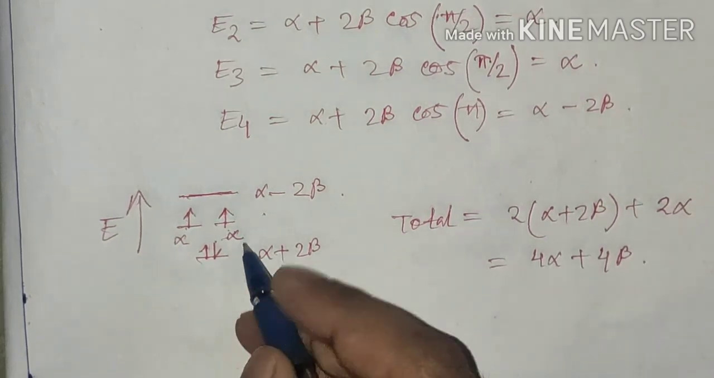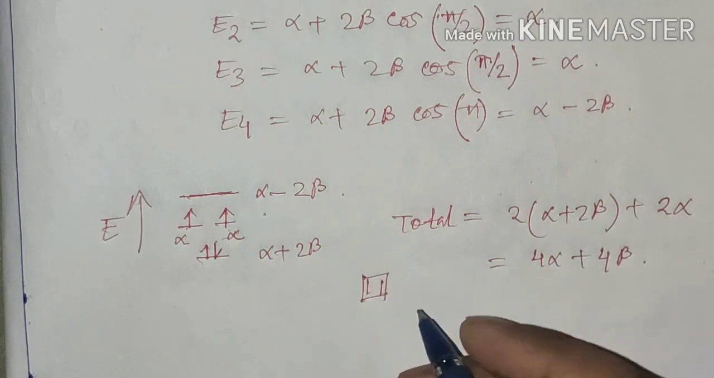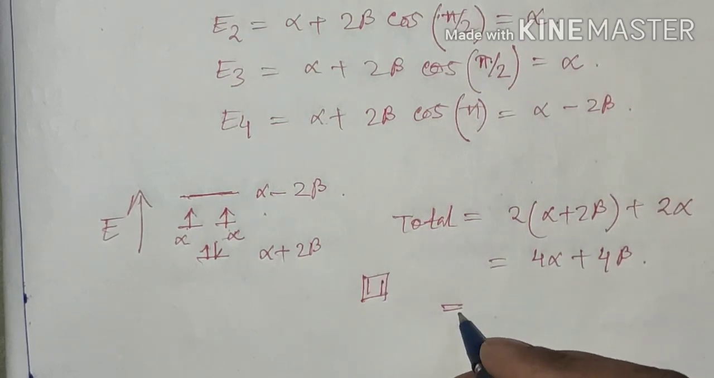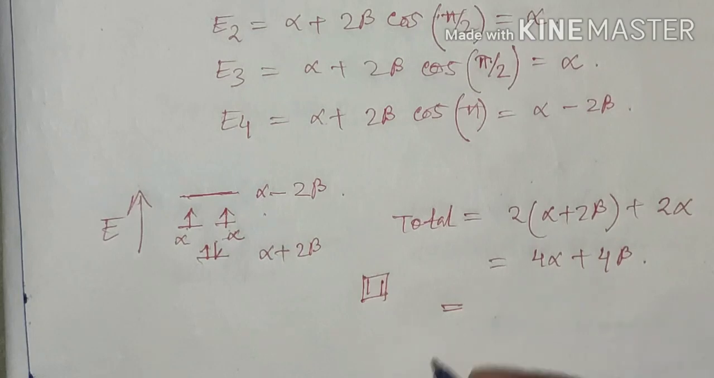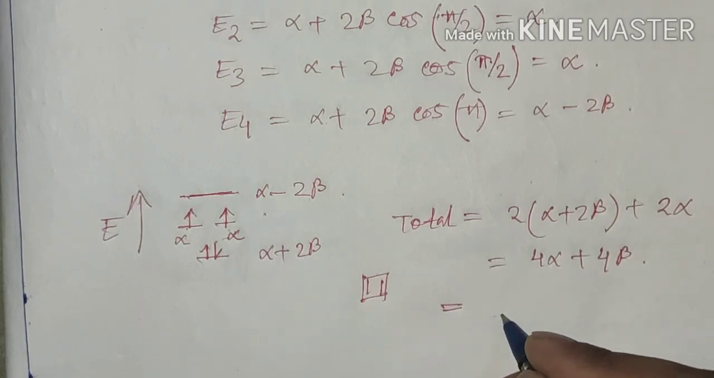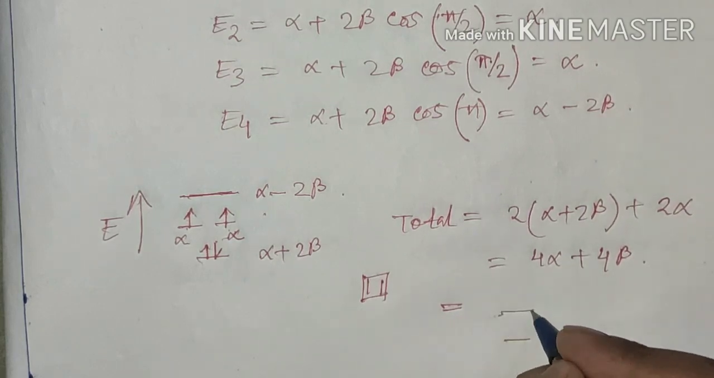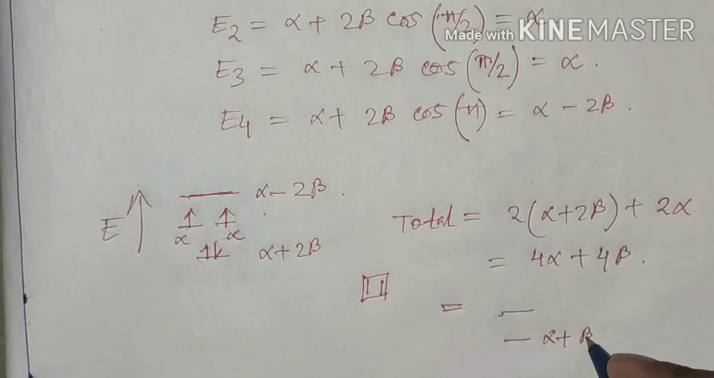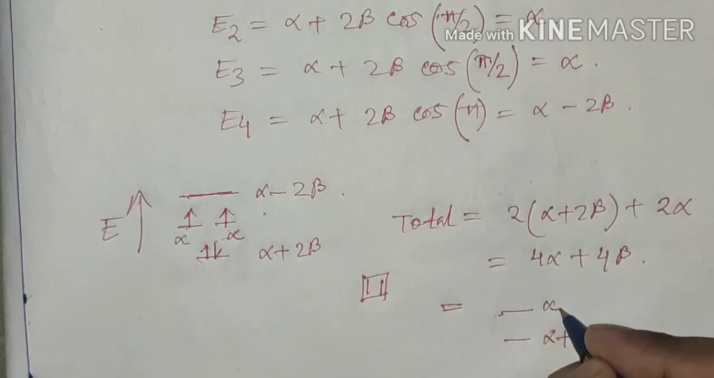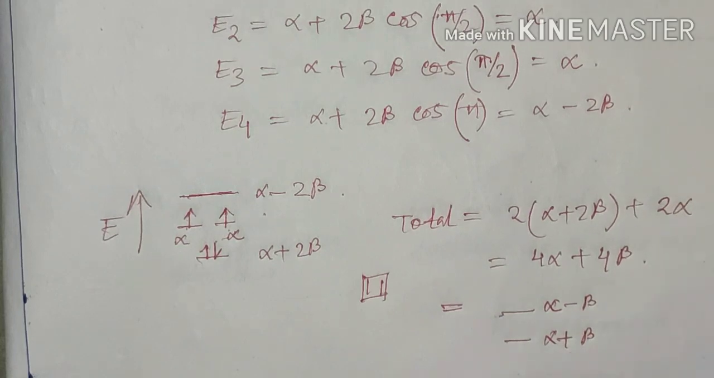Since cyclobutadiene is formed from 2 ethylene molecules, consider the energy of the MOs for an ethylene molecule. There will be two energy states. The first energy is alpha plus beta, and the second MO energy will be alpha minus beta.